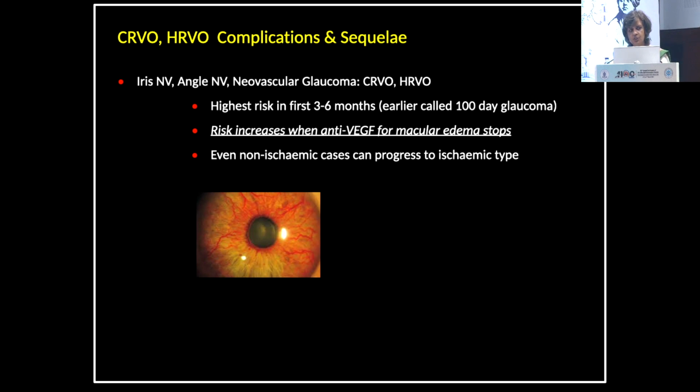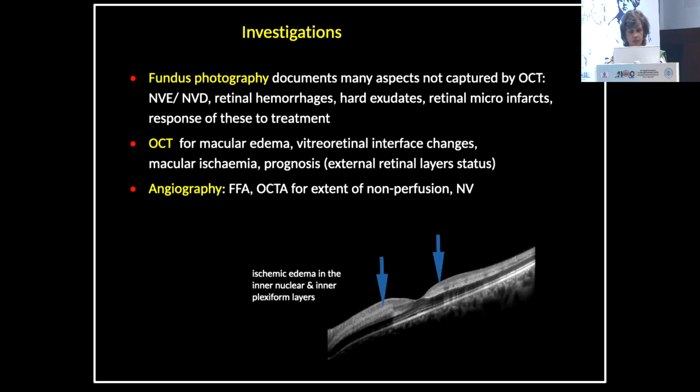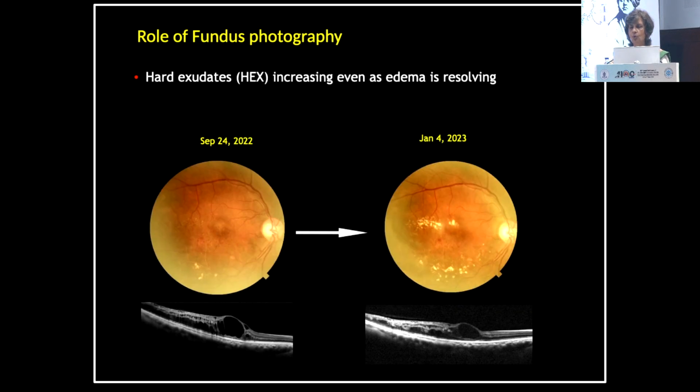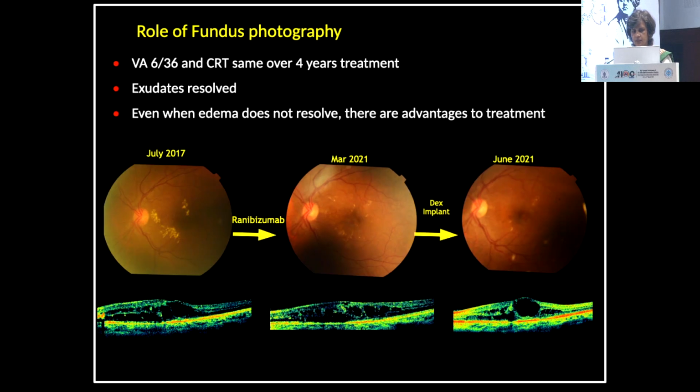In CRVO, HRVO, we have to look at the iris very carefully and the angle gonioscopy for early signs of NVI, NVG. Now, what are the investigations required? The role of fundus photography is generally underestimated. If you just see the OCT, there is no change. Vision has also not changed. But the hard exudates are increasing, which means that we need to be more aggressive in the treatment.